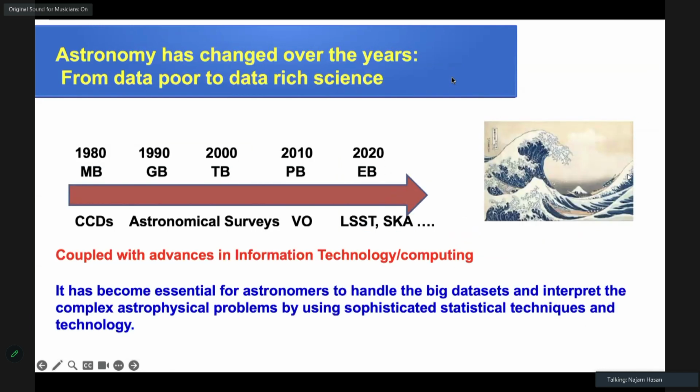We are living in a time when astronomy has changed from a data-poor to a data-rich science. This arrow indicates how from the 1980s, megabytes have gone to gigabytes of data coming into astronomy, to terabytes, petabytes, and exabytes. With these large astronomical surveys, coupled with advances in information technology and computing, it is becoming essential for astronomers to handle big data sets and interpret complex astrophysical problems by using sophisticated statistical techniques and technology.